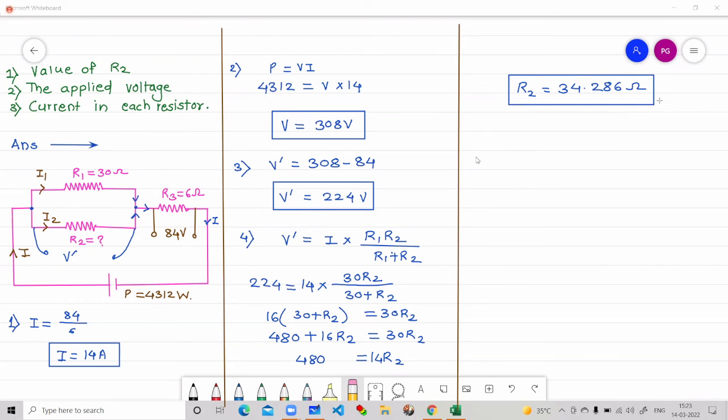Then we calculate what else was asked. Value of R2 done. Total potential applied done. Now current in each resistor, simple. Now voltage is there, right? You know the resistance values. Finish it off. So we can write I1 is equal to potential, how much? 224 by 30. कितना आ रहा है ये वैल्यू?